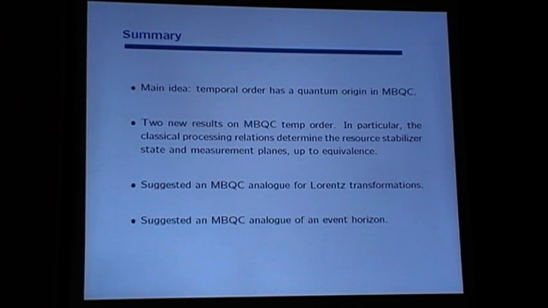So the main idea, which was the reason why I was presenting, is that here in this measurement-based model of quantum computation, we have an origin of temporal order in quantum mechanics, and the question is, can we generalize that? And I have presented to you, without explaining much, two novel results that we have in the theory of temporal order of measurement-based quantum computation. And we have suggested a measurement-based quantum analog of a Lorentz transformation, and what I didn't get to is we also have an analog of event horizons. But I would be very happy to discuss all these things with you. Thank you very much for your attention.